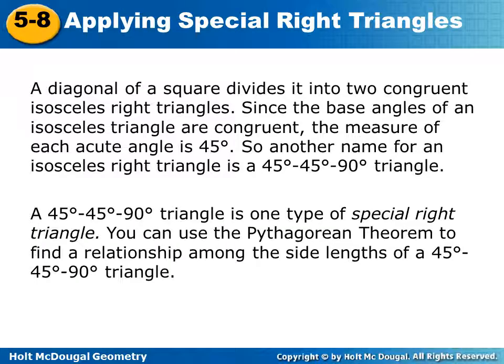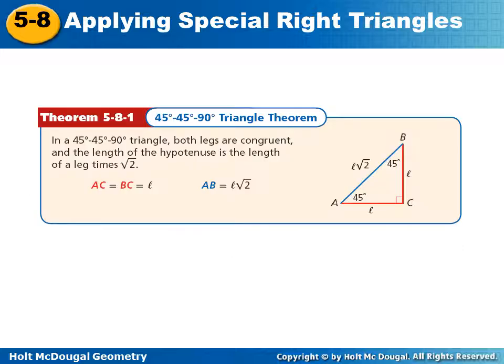A 45-45-90 triangle is one type of special right triangle. You can use the Pythagorean theorem to find a relationship among the side lengths of 45-45-90 triangles. In a 45-45-90 triangle, both legs are congruent, and the length of the hypotenuse is the length of a leg times the square root of 2. So AC and BC are congruent, and AB is equal to AC or BC times radical 2.